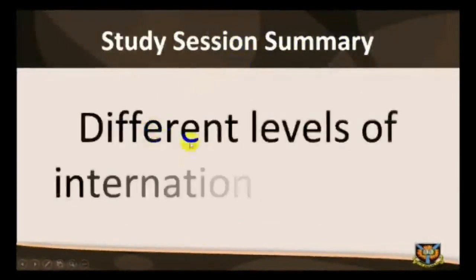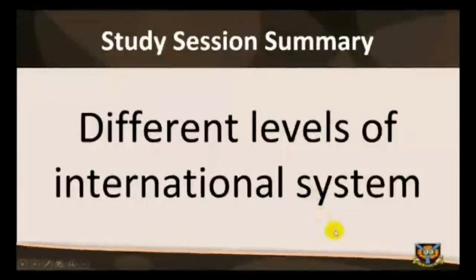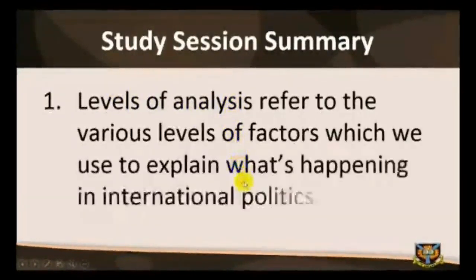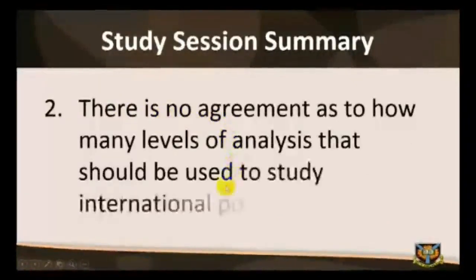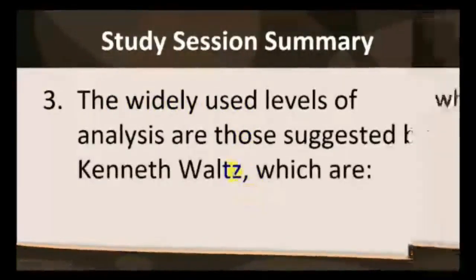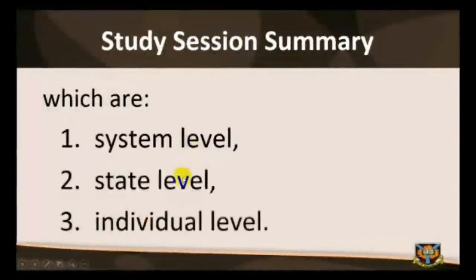Study session summary. In this study session, we explained different levels in the international systems. We noted that 1. Levels of analysis refer to the various levels of factors which we use to explain what's happening in international politics. 2. There is no agreement as to how many levels of analysis should be used to study international politics. 3. The widely used levels of analysis are those suggested by Kenneth Waltz, which are system level, state level, and individual level. Levels of analysis help us to make logical deductions and help to explore various categories of explanation for events in the international arena.